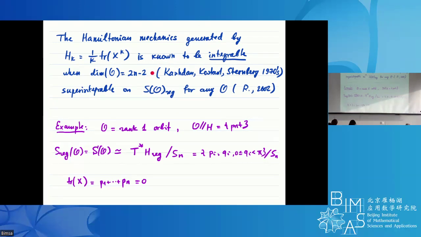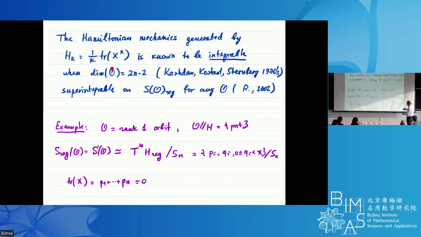So this dynamics is integrable when the dimension of the orbit is 2n minus 2, then the Hamiltonian reduction of this orbit is just a point, and the dimension of this regular piece is 2n minus 2 again. So this is a classical work of Kazhdan, Kostant, and Sternberg from the 70s. And then what to do if the orbit has higher dimension? Well, it turns out that there is something that's called superintegrability. And actually, this particular system is superintegrable for any orbit.